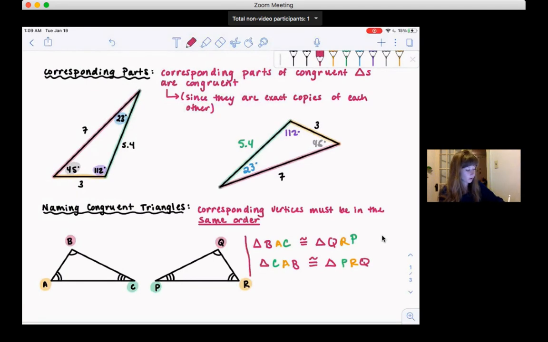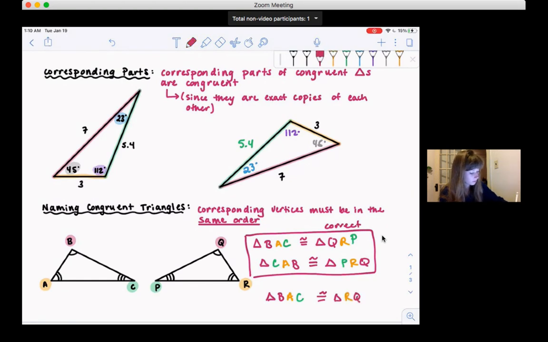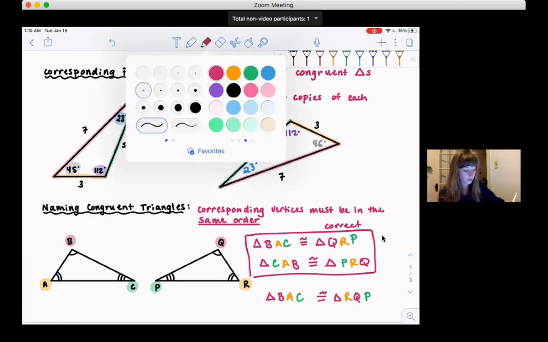Okay, so those are both correct. It would not be correct if I had them out of order. So let's say I do BAC, and then I tried to say that it was congruent to triangle RQP. These are out of order, right? The first one goes pink, yellow, green. The second one goes yellow, pink, green. So the corresponding vertices aren't in the same order. So this is not correct. We can't write this. This is not true.